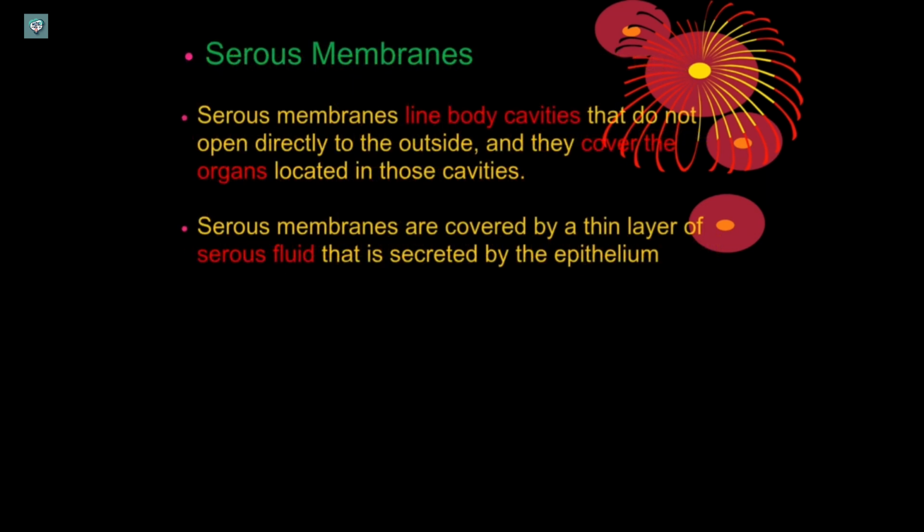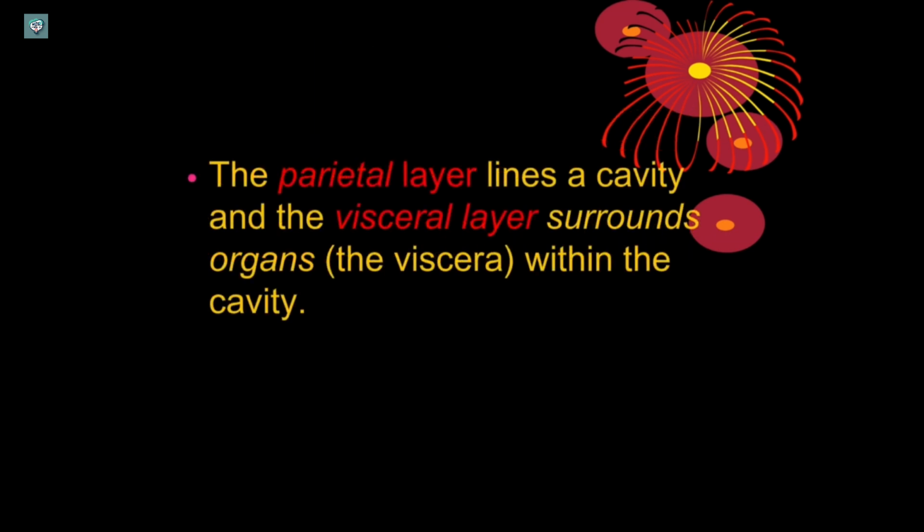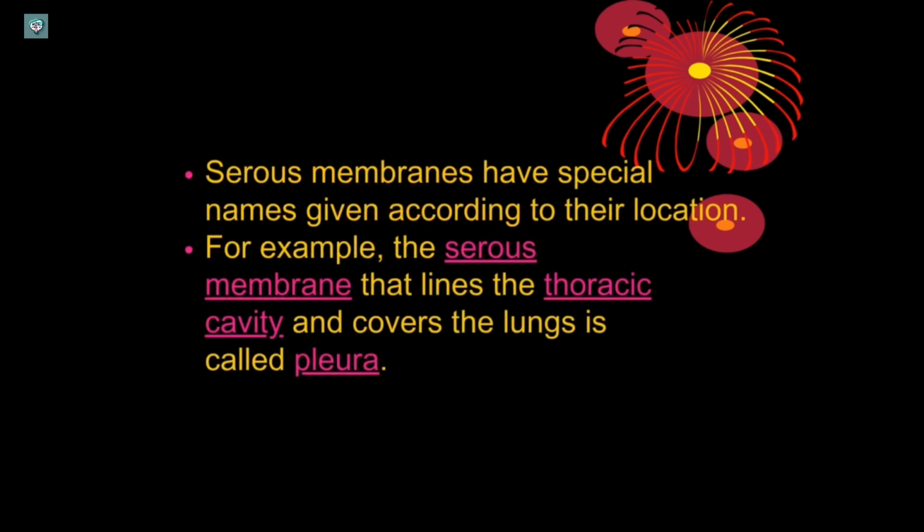Serous membranes. Serous membranes line body cavities that do not open directly to the outside, and they cover the organs located in those cavities. Serous membranes are covered by a thin layer of serous fluid that is secreted by the epithelium. The parietal layer lines a cavity, and the visceral layer surrounds organs, the viscera, within the cavity. Serous membranes have special names given according to their location. For example, the serous membrane that lines the thoracic cavity and covers the lungs is called pleura.